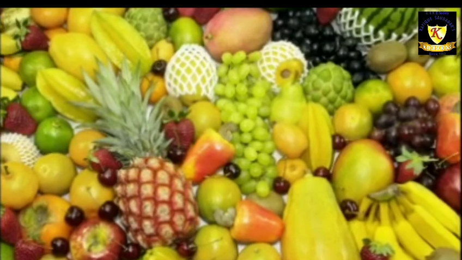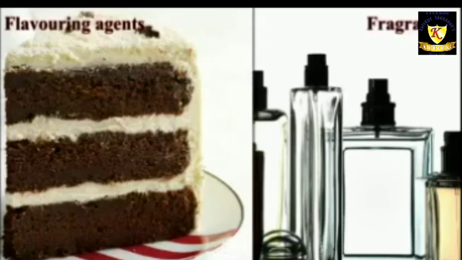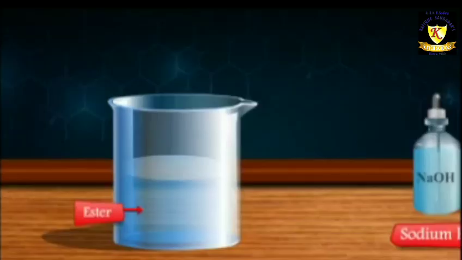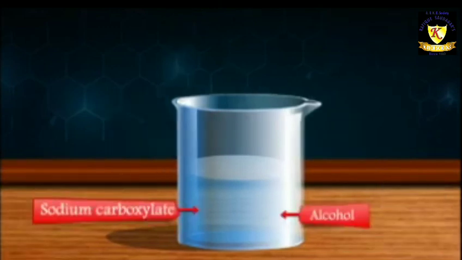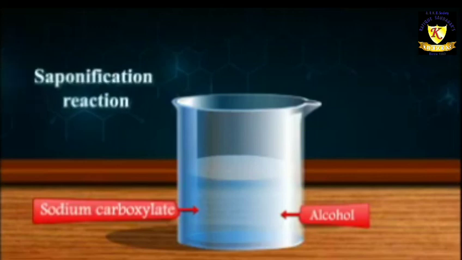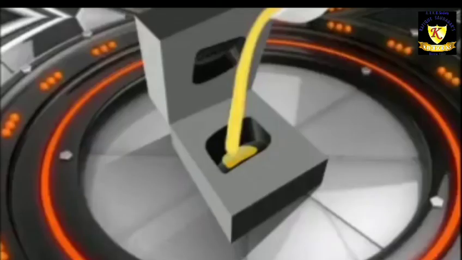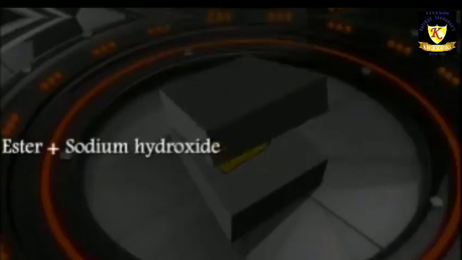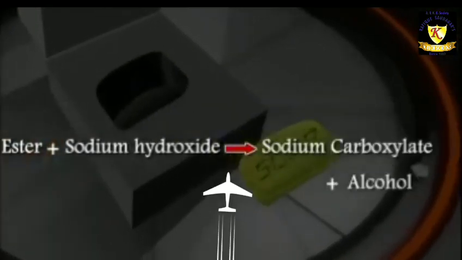Majority of fruits owe their odor to a particular ester present in them. Esters are used for making fragrances and flavoring. When an ester is reacted with the alkali sodium hydroxide, the corresponding alcohol and carboxylic acid are obtained back. This reaction is called the saponification reaction, as it is used for preparation of soaps from fats. Ester plus sodium hydroxide gives sodium carboxylate and alcohol.